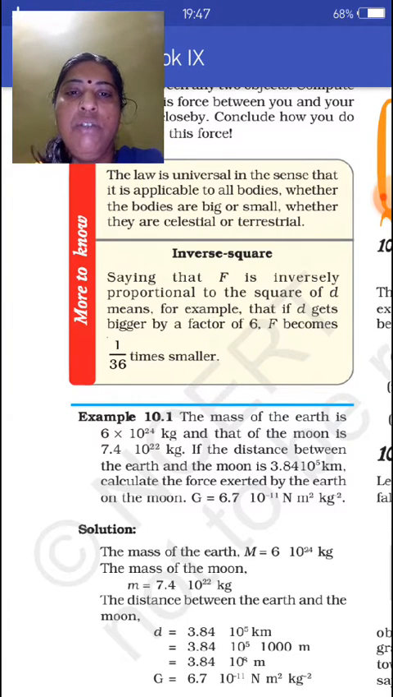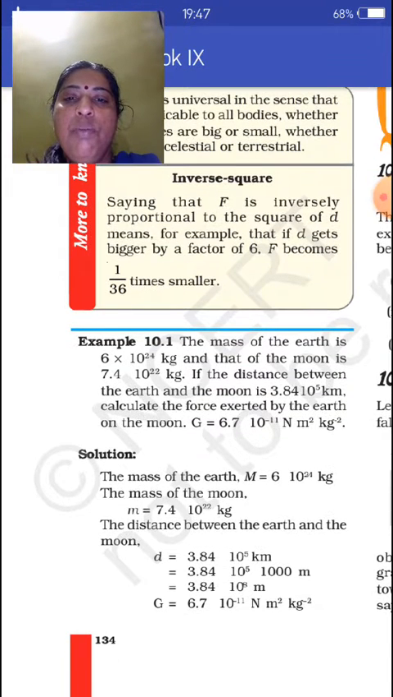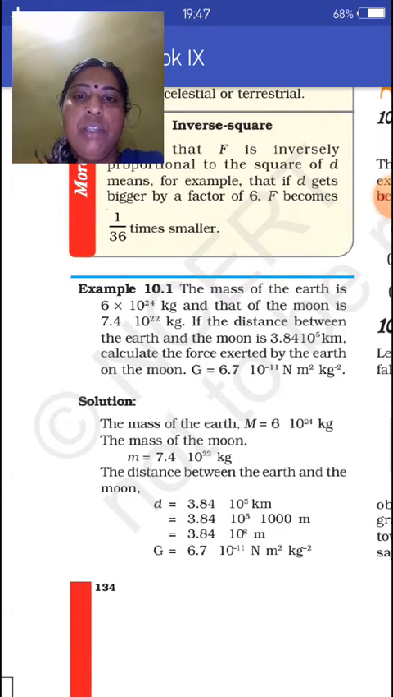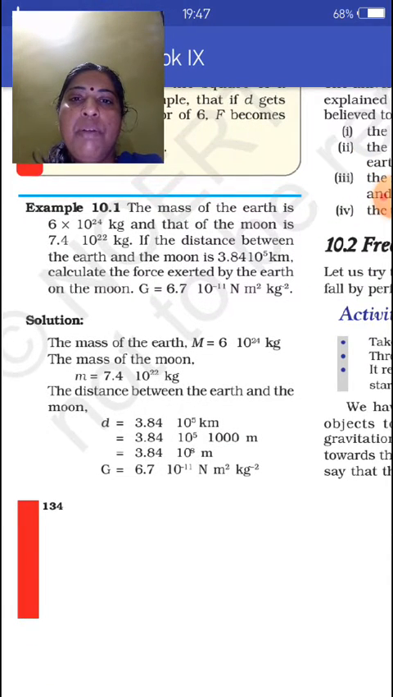Okay, so inverse square. Saying that capital F is inversely proportional to the square of D means, for example, that if D gets bigger by a factor of 6, F becomes 1 upon 36 times smaller. The value of F becomes small. Here some examples are there.